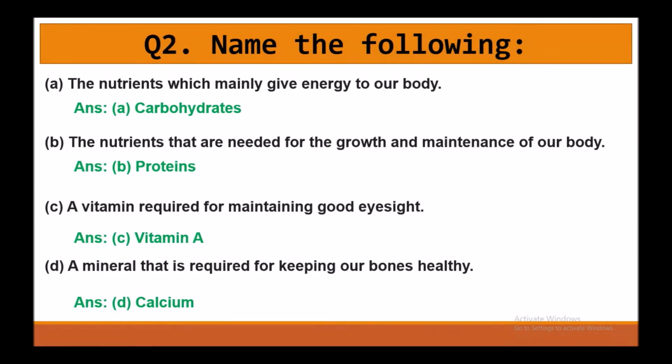Question 2 is, name the following. The nutrients which mainly give energy to our body. The right answer is carbohydrates. The nutrients that are needed for the growth and maintenance of our body. The answer is protein. A vitamin required for maintaining good eyesight. The answer is vitamin A. A mineral that is required for keeping our bones healthy. The answer is calcium.